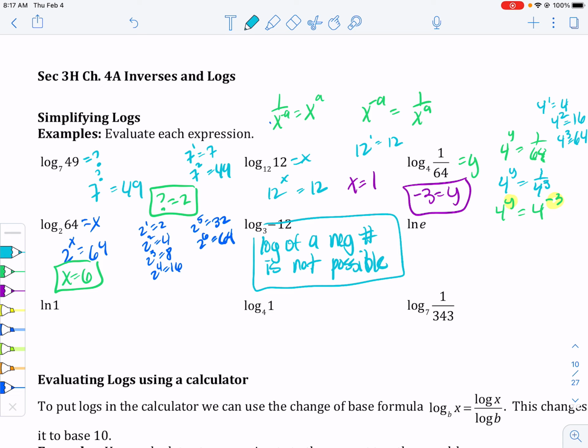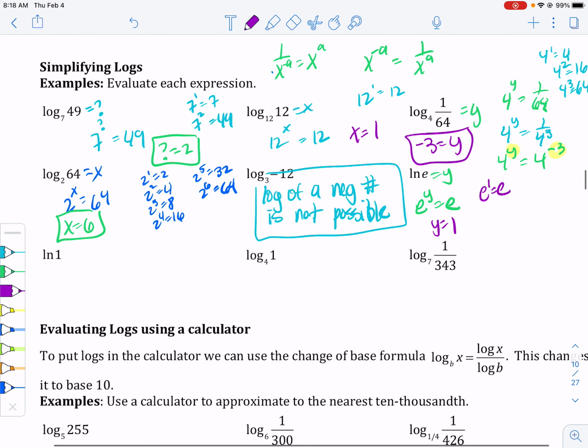If we do the natural log of e, hopefully you remember from how we were switching that those are inverses of each other, so these undo each other. If I switch forms, natural log has a base of e, so I would do e to the y equals e. Well, e to the y equals e means that if I check my powers of e, e to the first is e. So that means that our y would have to be 1. Or if you're thinking in terms of inverses, these undo each other, so it just leaves you with 1. Either way, that happens.